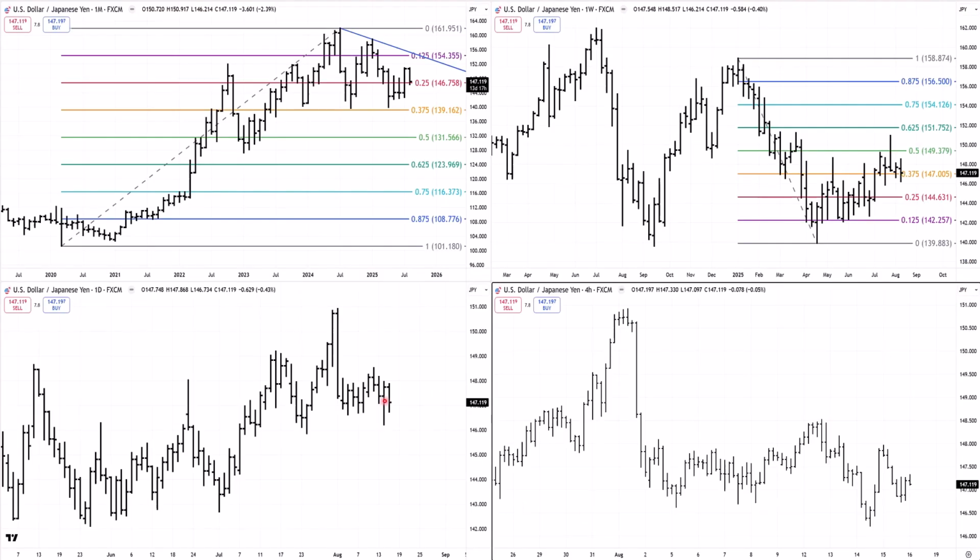Finally, we have the US dollar Japanese yen. I spoke in last week's episode about this concept of a two-pronged pullback here.